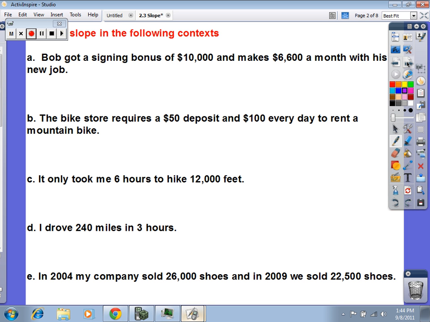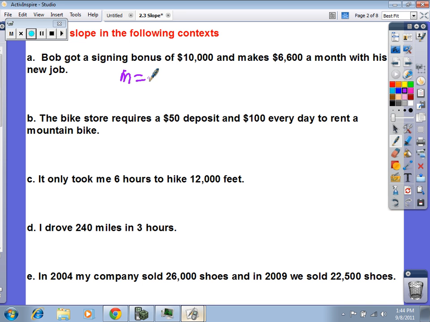What is the change right here? Bob got a signing bonus of 10 grand. He makes $6,600 a month with his new job. What is the slope? Caitlin? What is the slope? Slope is change. What's changing? Huh? What is it? How much is it? What's changing? Melanie. What's changing?